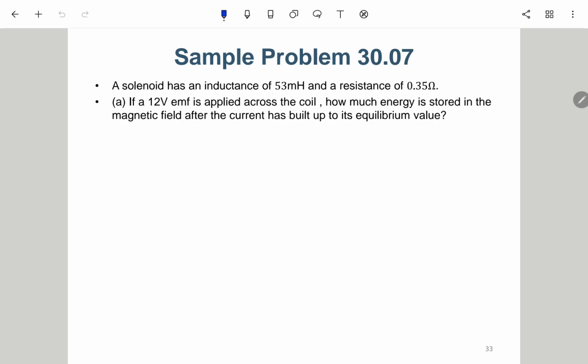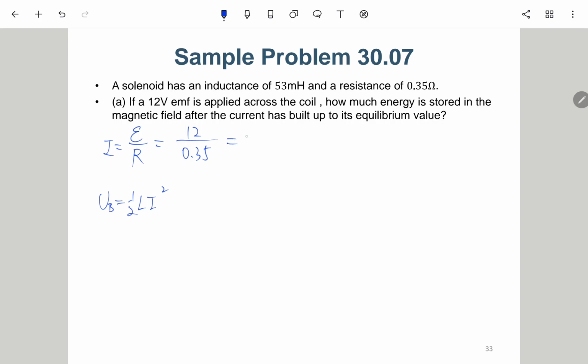Okay, so the first question is very easy. We would like to find U_B equals half of L I squared. Here we don't know I yet, but we know the EMF, which is the V. We also know the resistance, so we can make use of Ohm's law: I equals E over R, which is 12 volts over 0.35 ohms.